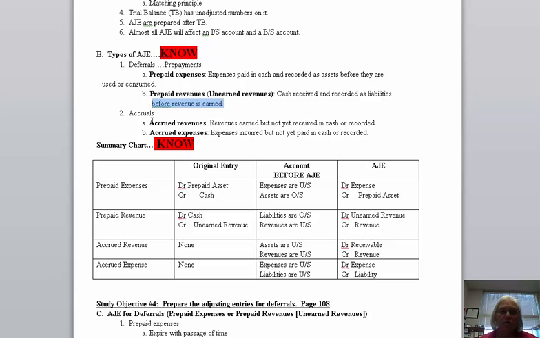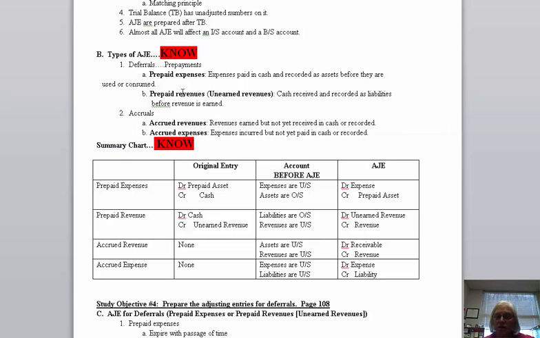Accrued revenue, number 1, the revenues are earned. Number 2, they're not yet received in cash. And number 3, they are not yet recorded. Accrued expenses, number 1, the expense is incurred. Number 2, it is not yet paid in cash. And number 3, it is not yet recorded.